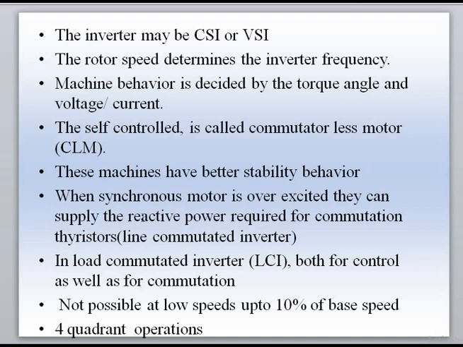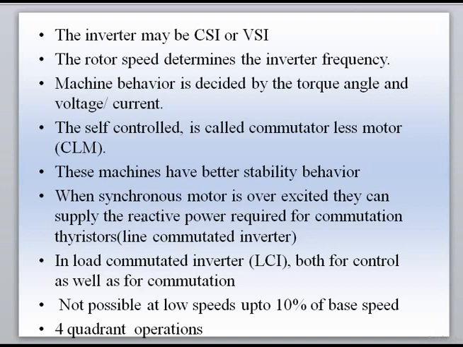Based on that we have two types of control schemes here. If you clearly observe, there is a line commutated inverter and a load commutated inverter. In a line commutated inverter, the synchronous machine should work as an over excited machine. That is, it should have the capability to supply the reactive power for commutation purpose. Whereas in LCI, that is load commutated inverter, it will supply reactive power as well as control the commutation process also.